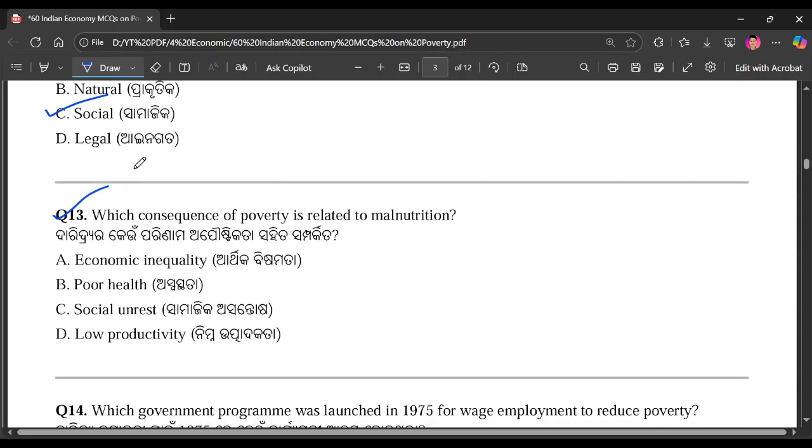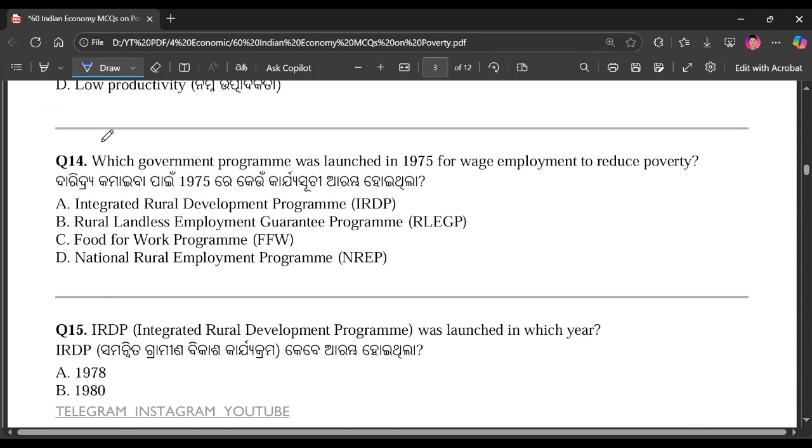Question number 13. Which consequence of poverty is related to malnutrition? Right answer is option number B. Question number 14. Which government program was launched in 1975 for wage employment to reduce poverty? Right answer is option number D, NREP.